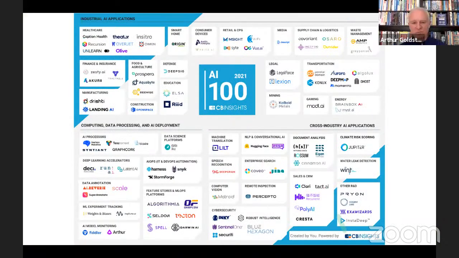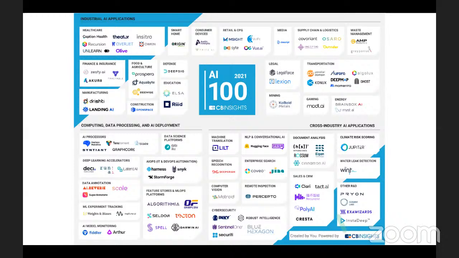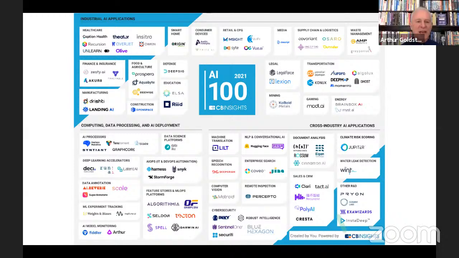This is a chart from CB Insights showing the top 100 AI tools of 2021. And this is early 2021 still. And what I want you to look at is the range of categories that are being revolutionized by artificial intelligence. So if you look at the top, healthcare, smart home, consumer devices, retail, media, supply chain. And that already tells you that it's not only about the corporation.